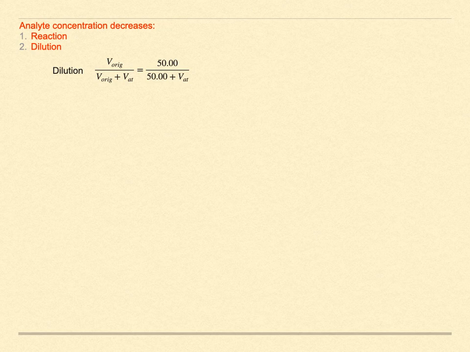Now this is a C1V1 equals C2V2 type of problem. In this case, we have 50 milliliters times 0.04 molar divided by 0.06 molar, or 33.3 milliliters. The equivalence point will be reached when this volume of titrant has been added. Let's call this V sub EP.